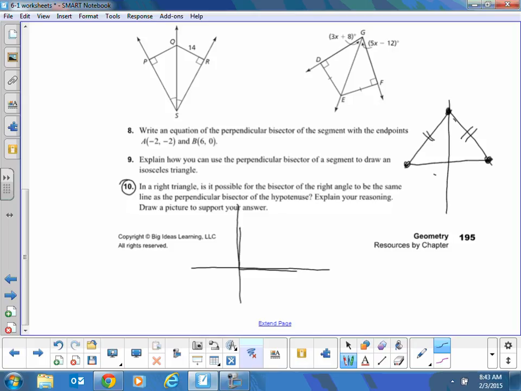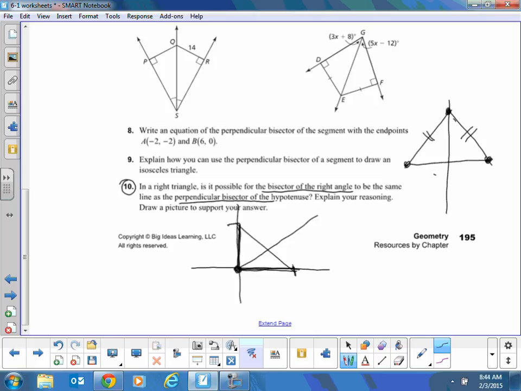In a right triangle, is it possible for the bisector of a right angle to be the same line as the perpendicular bisector of the hypotenuse? Explain your reasoning, draw a picture. If you have a right triangle with the vertex at the origin, and if the legs of the right triangle are the same length, then the perpendicular bisector of the hypotenuse is the angle bisector. And that's what it's wanting to know. Draw a line that's a perpendicular bisector of the hypotenuse that can be the bisector of the right angle.